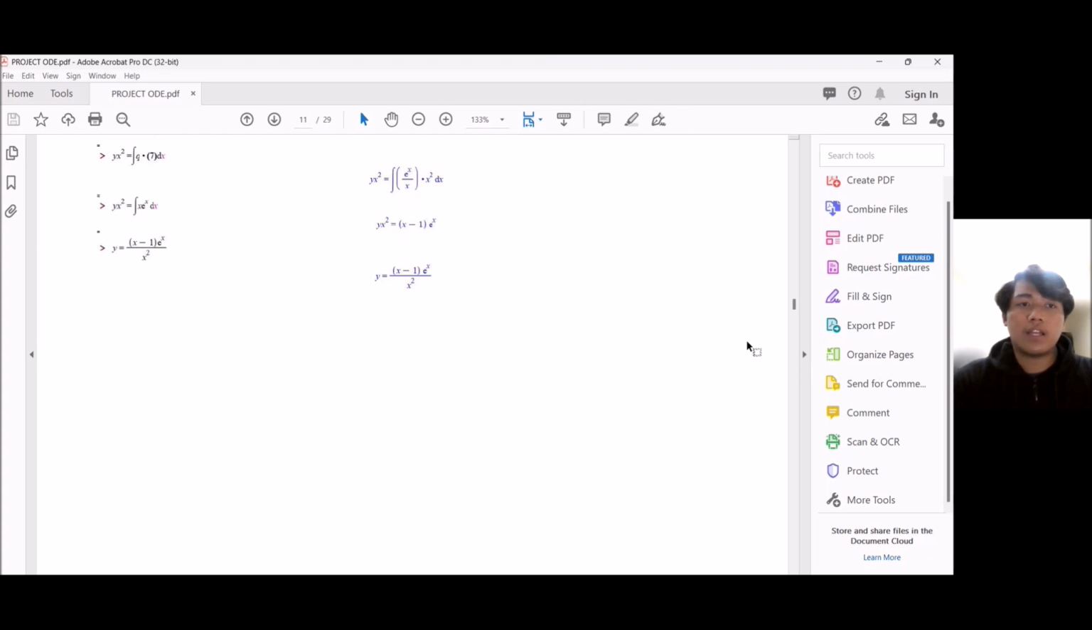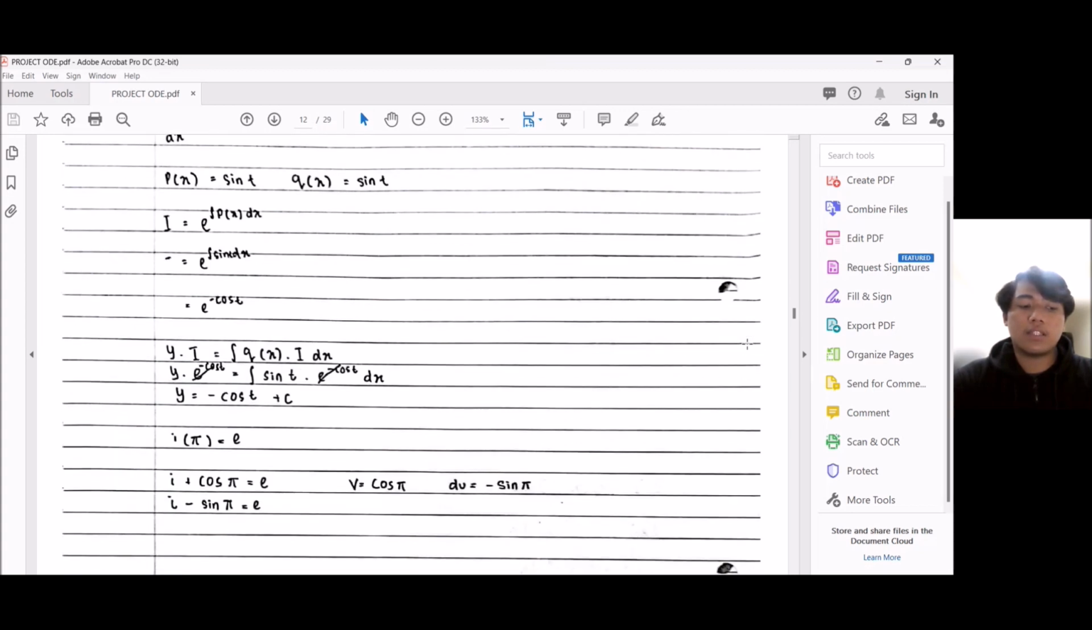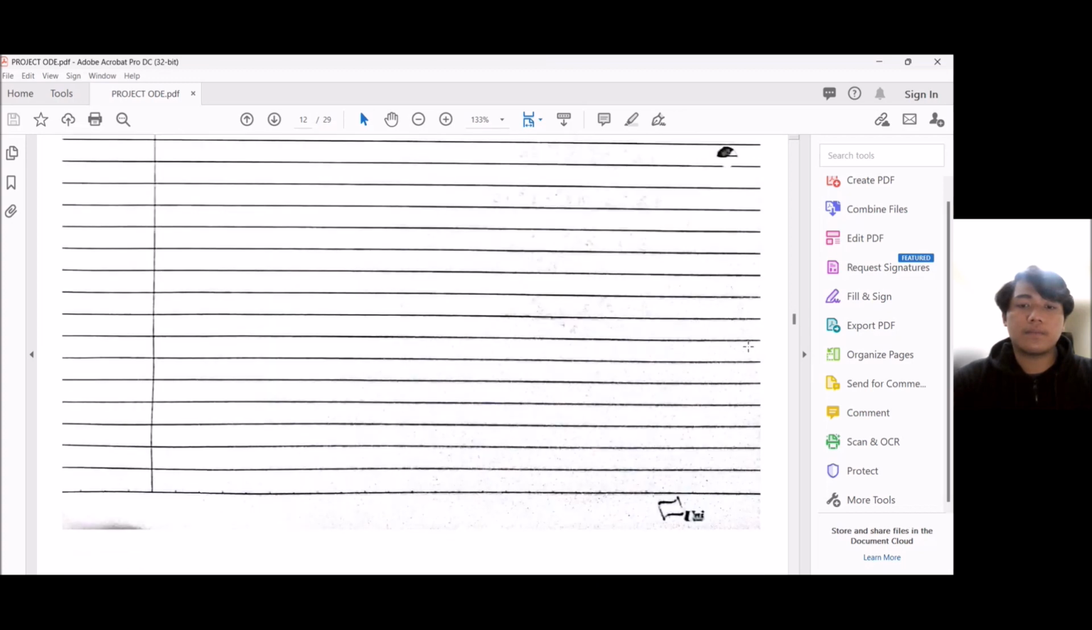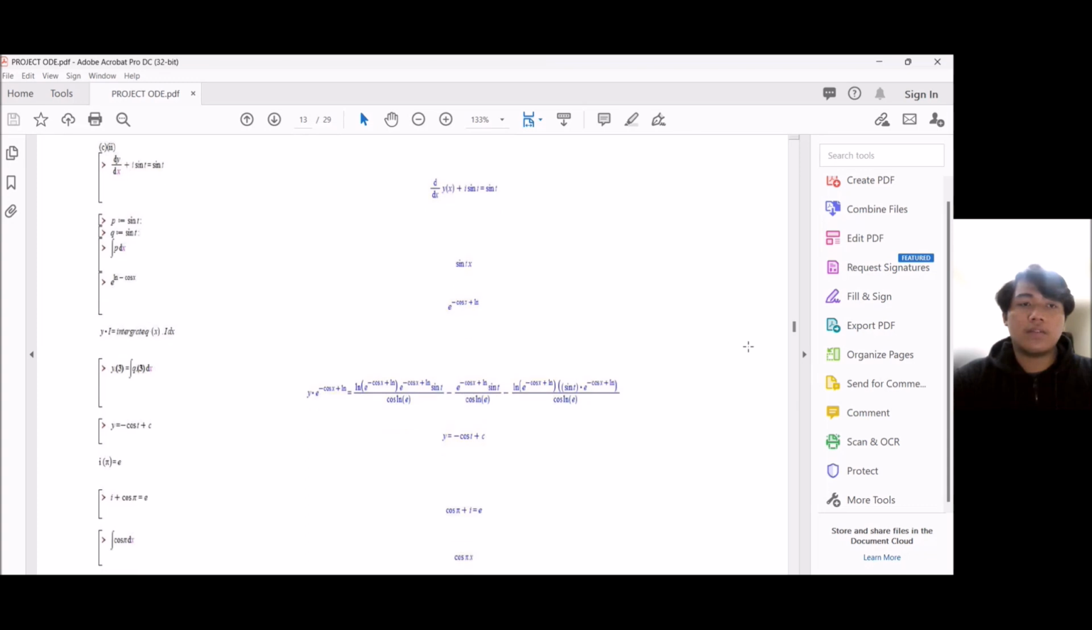And the last answer is for question C2, which is dy/dx plus y sin x equal to sin x. I also use the same method, which is the linear method. So this is the simulation of C2. dy/dx plus y sin x equal to sin x. So p is sin x, and q is sin x. After I integrate the p, it will be negative cos x.